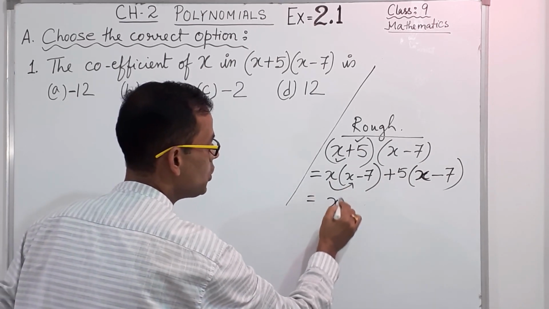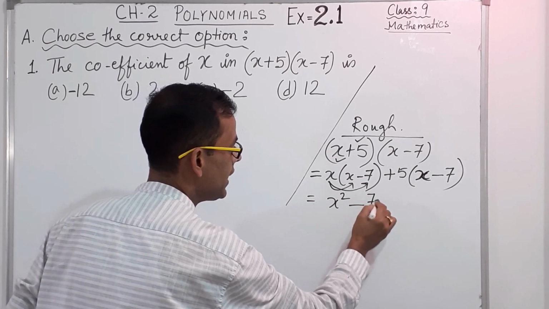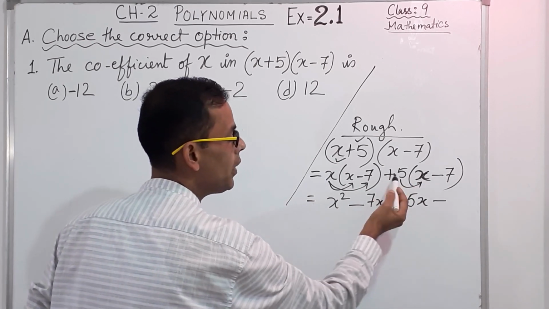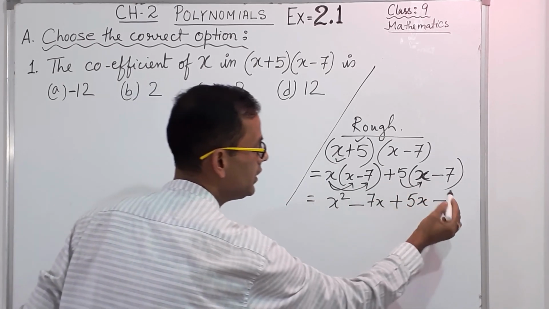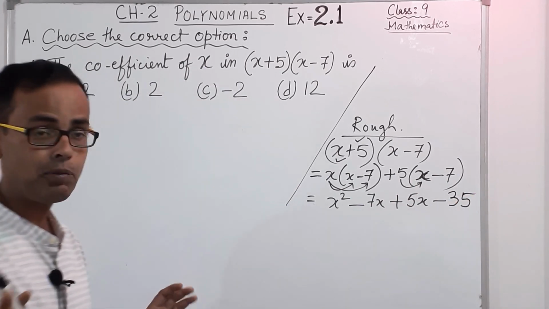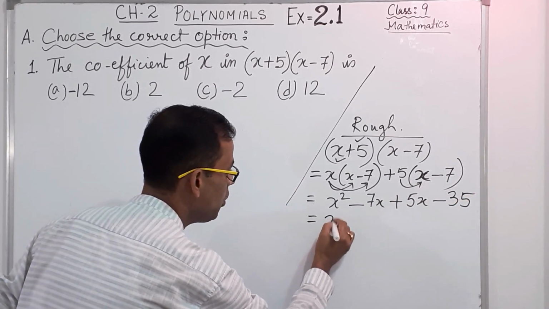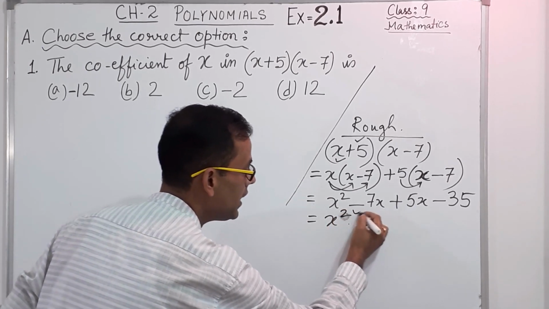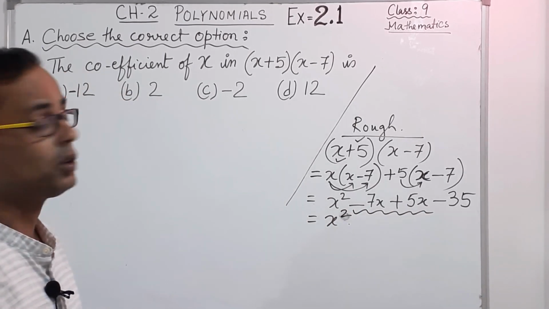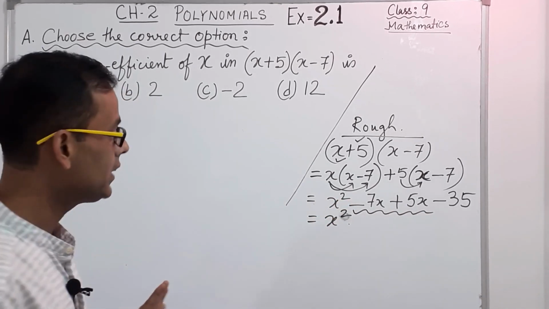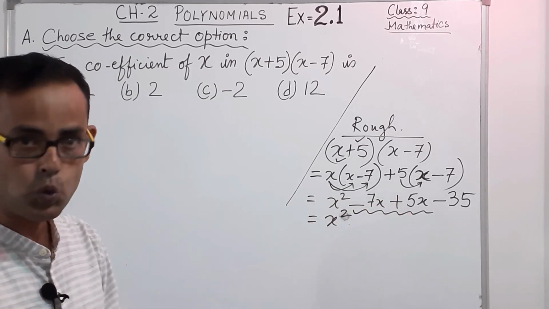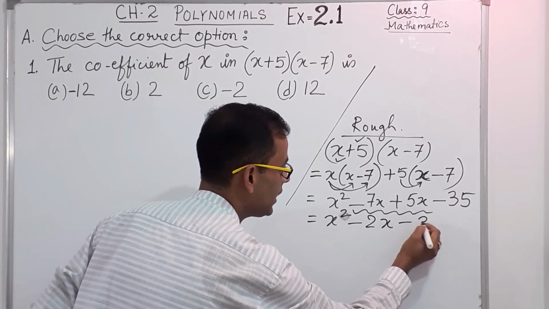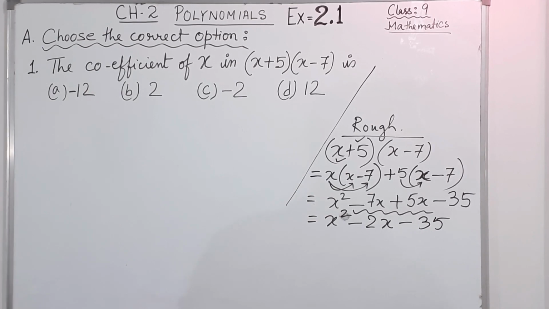And what you get? This into this, x square, minus this into this, 7x, plus 5 into x, 5x, minus, why minus? Plus into minus, minus, 5 into 7, 35. Clear? Up to this much. Now we can make it more small. Okay, so this is not cube, this is square. Now see here, minus 7x plus 5x. Okay, minus plus we subtract. 7x and 5x subtracting means 2x, and the sign will be minus 2x minus 35. Clear?